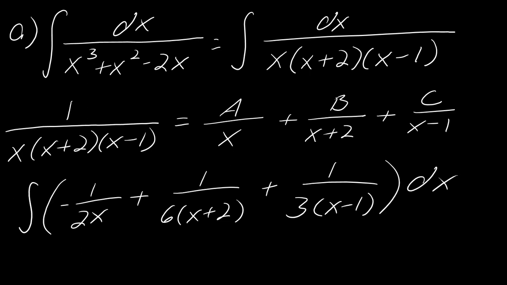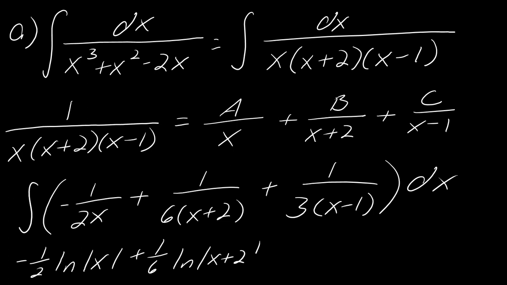So here's what I need to integrate. And then integrating this is nice and straightforward because it's all just natural log. So I've got negative 1/2 natural log of x plus 1/6 natural log of x plus 2, and then 1/3 natural log of x minus 1 plus c.